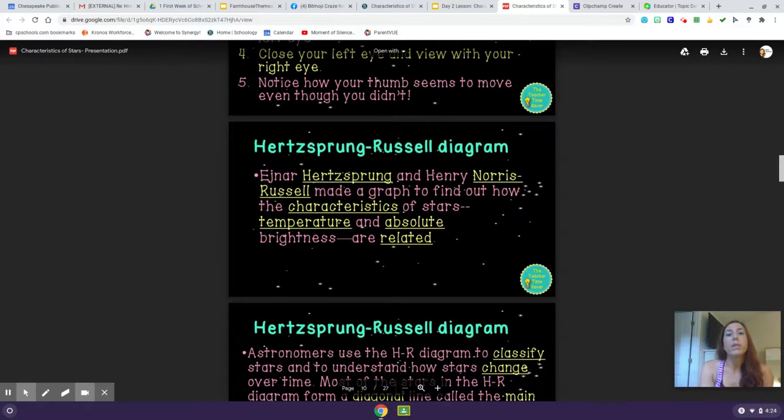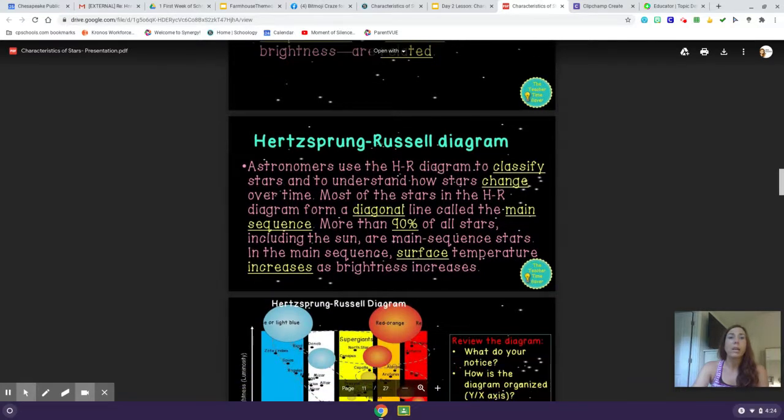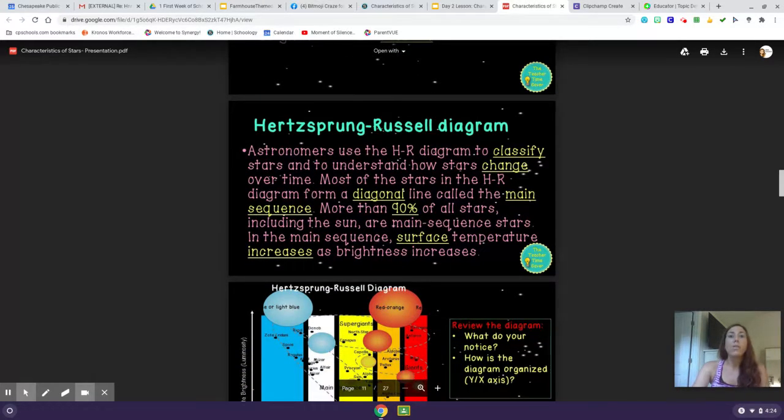The Hertzsprung-Russell diagram, which we will do a little more practice with today in class, was created by Hertzsprung and Russell, and they made a graph to find out how the characteristics of stars, both temperature and absolute magnitude, are related. And you'll notice when we look at the diagram that there is a relationship that we can categorize. We use the HR diagram to classify stars and to understand how stars change over time.